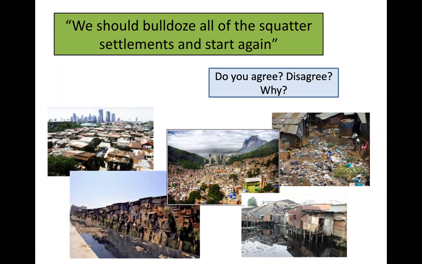As your starter, you can share your answer on the Google Classroom post with your classmates. Question: we should bulldoze all of the squatter settlements and start again. Squatter settlements are those shanty towns, those really poor neighborhoods that have risen up, like the ones you can see in the picture. We should bulldoze them, which means destroy them, and start again, rebuild. Do you agree or disagree, and why? Please answer this in a couple of sentences, and you can share your answer on Google Classroom.